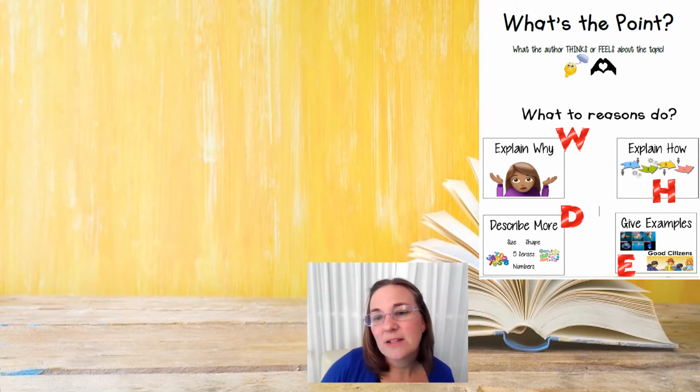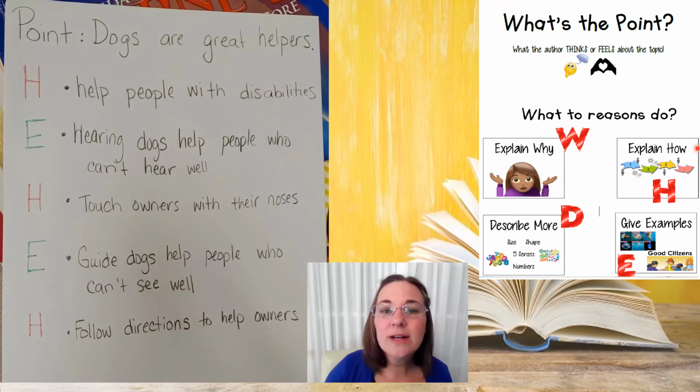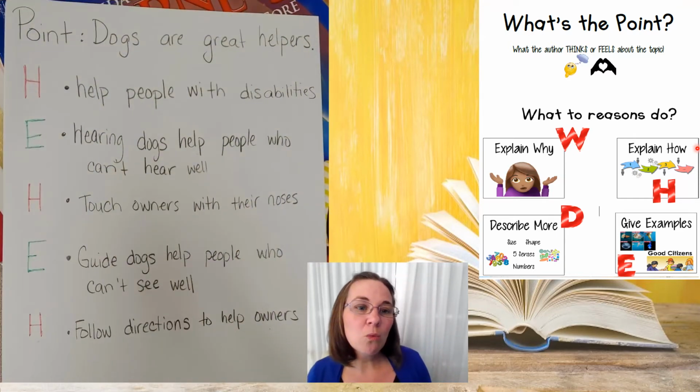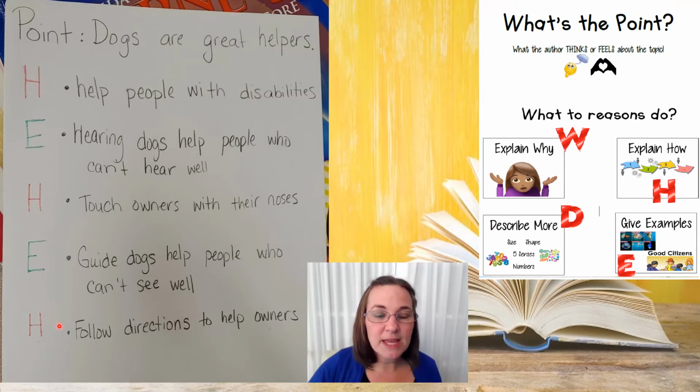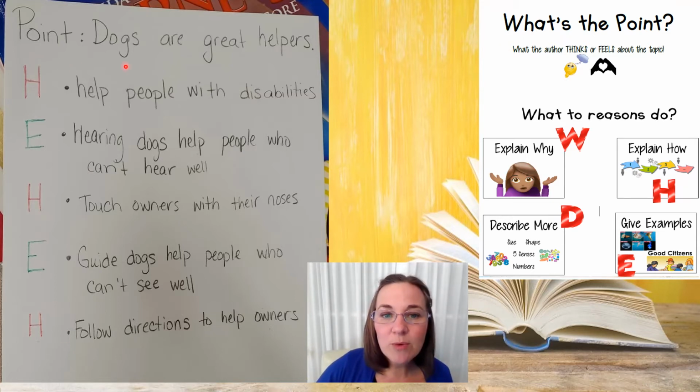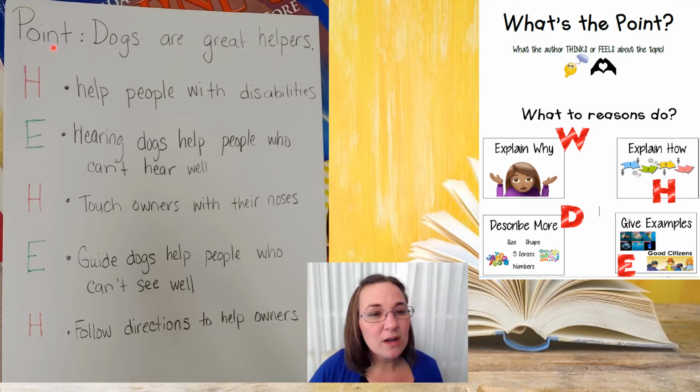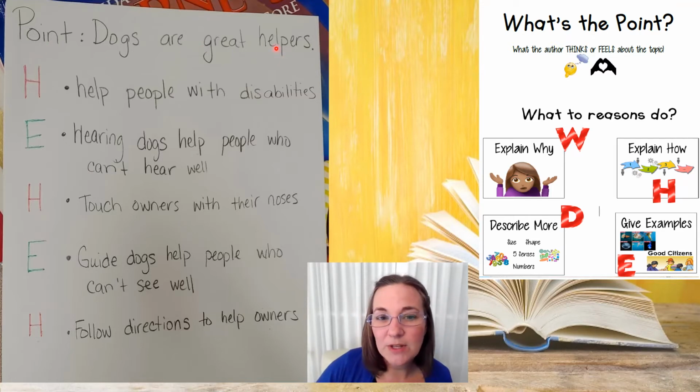I want you to think back to one of the ways that we can keep track of our thoughts and really think about what reasons do. Here is a great example. One second grader made this page and shared it with me when we were reading about dogs being great helpers. Remember how we did this work? We wrote the point at the top that dogs were great helpers, and then we listed the reasons the author gave that proved that dogs were helpers, so things that supported the idea of them being great helpers.